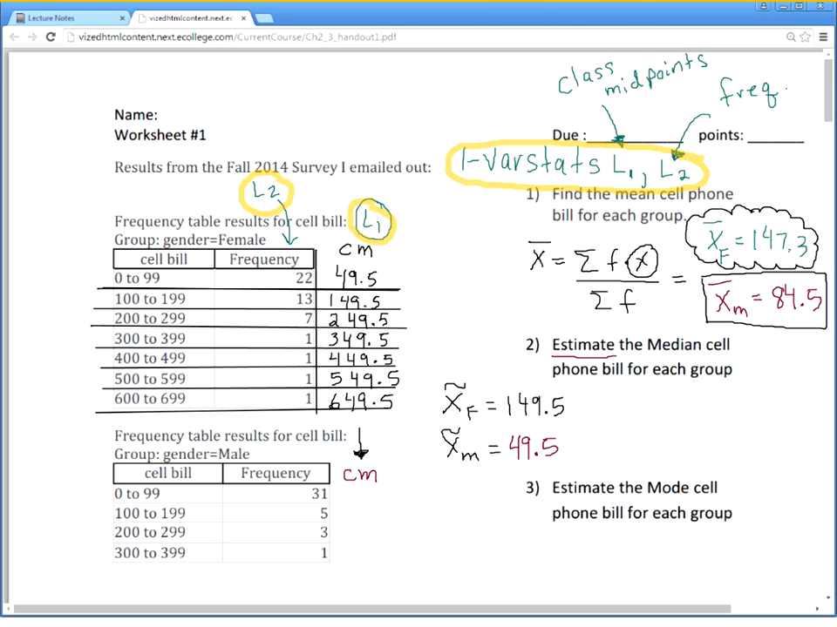but you have to do the work. So I did not do that. You're going to actually have to find the class midpoints on your own and find out what the median is. Okay? I just gave you the mean and the median for the females.